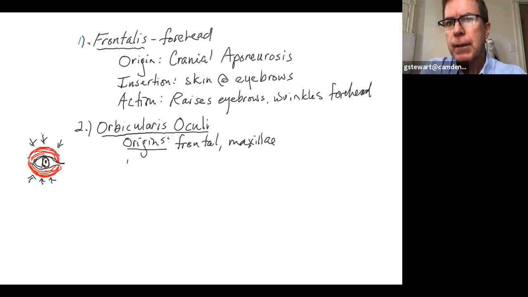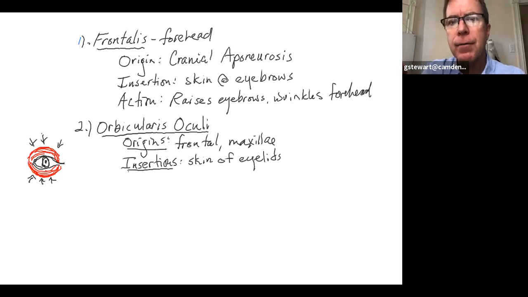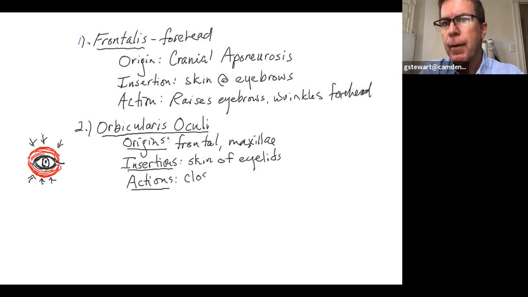And the insertions, like I said, are around the inside of the circle. There's more technical terms for this, but I'm just going to say skin of eyelids. That's an easy way to say that. So that's around the inside of the circle here. I'm trying to darken it a little bit. That's where the insertion points are. And the action, remember, the movement is always at the insertion end or point of attachment. So the actions are mostly it closes the eye. I'm going to say closes / controls eyelids.